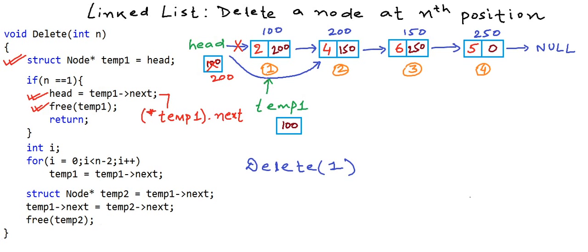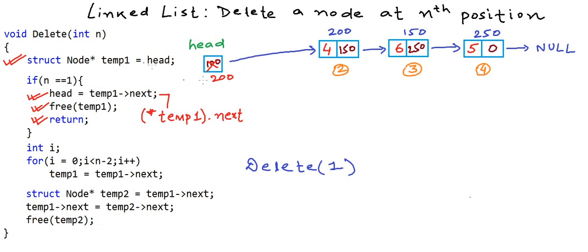Temp1 still points to this node at address 100. So this node now will be cleared from the memory. And now we return, so this function does not execute any further. It finishes its execution. Once the function execution finishes, temp1, which was a local variable, also gets cleared from the memory. Head is a global variable, so it does not get cleared. This is how we know the linked list. This is the identity of the linked list, this particular variable head.